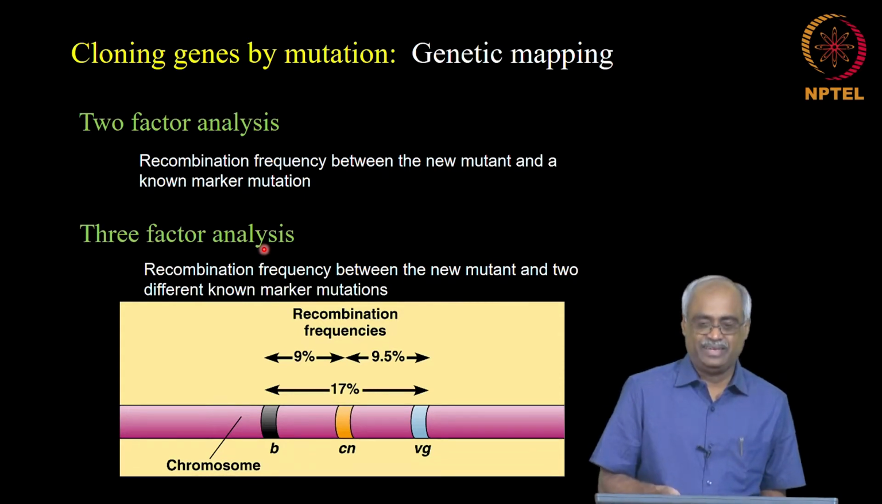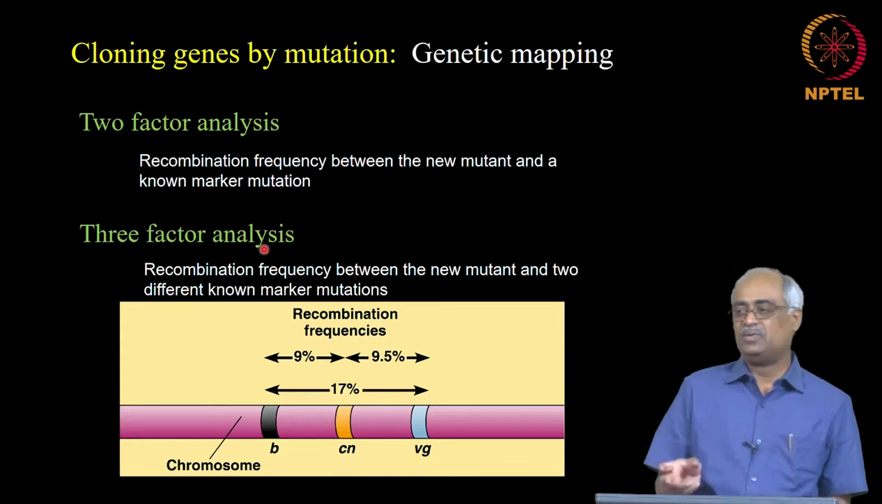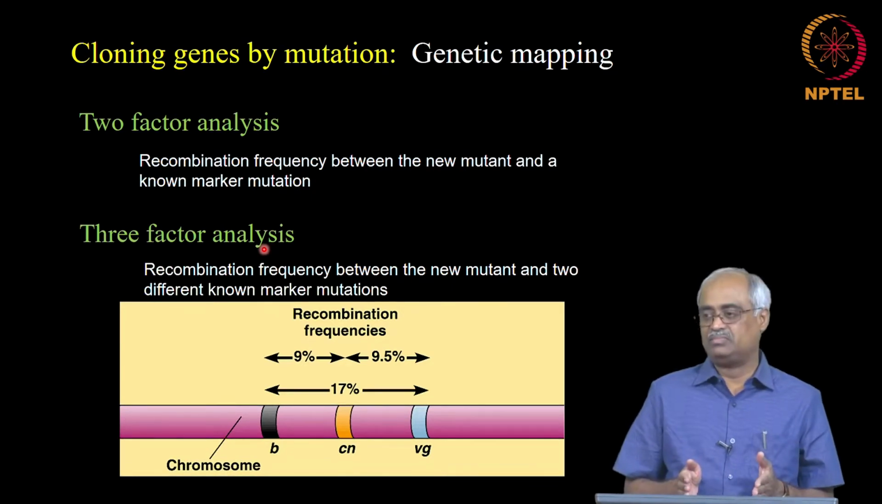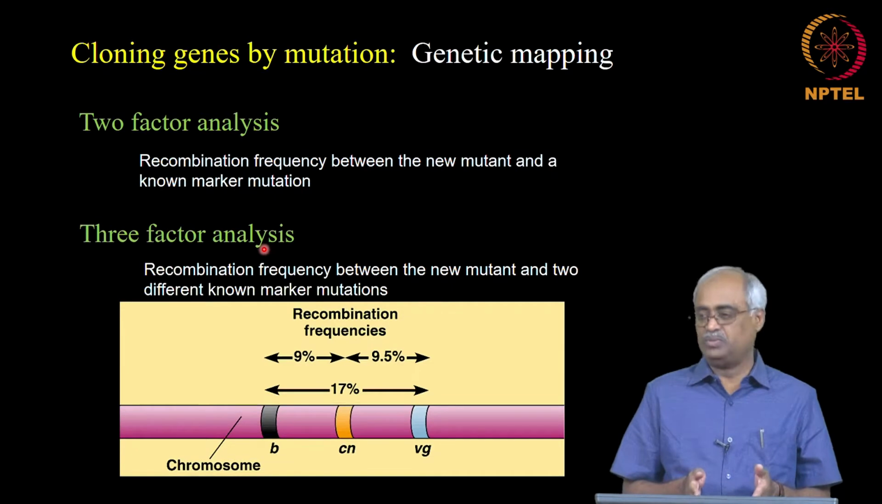So, there what you try to do is you narrow down within the chromosome to a particular genetic interval, meaning 2 known positions you select and then the distance between the 2 you call as a genetic interval.